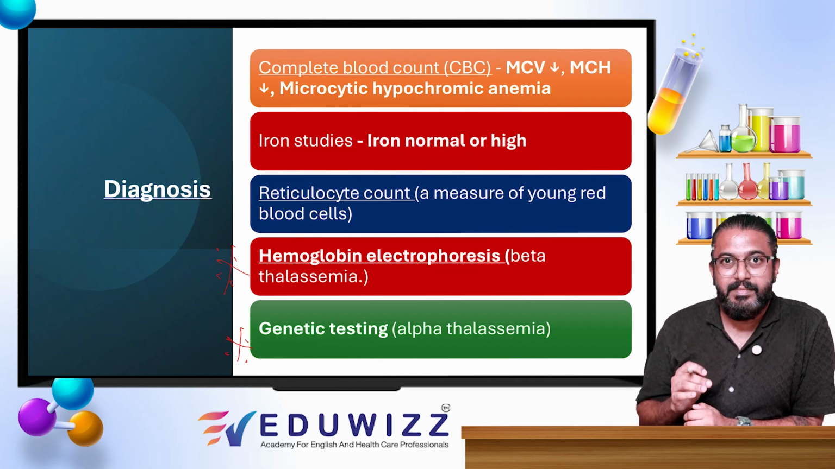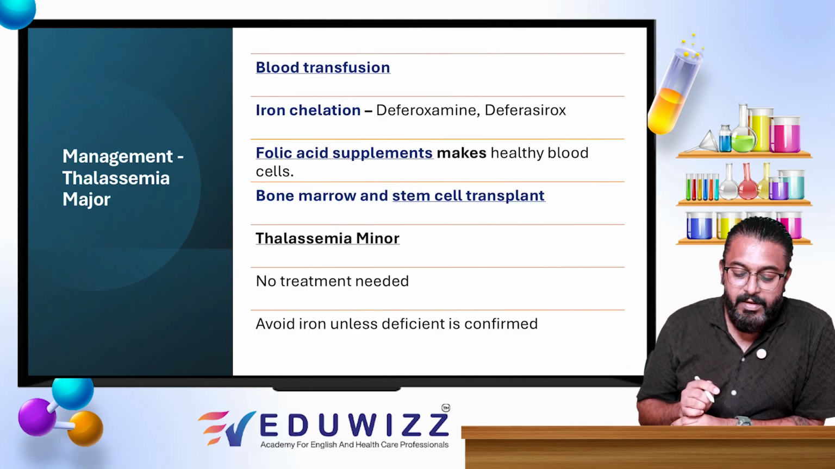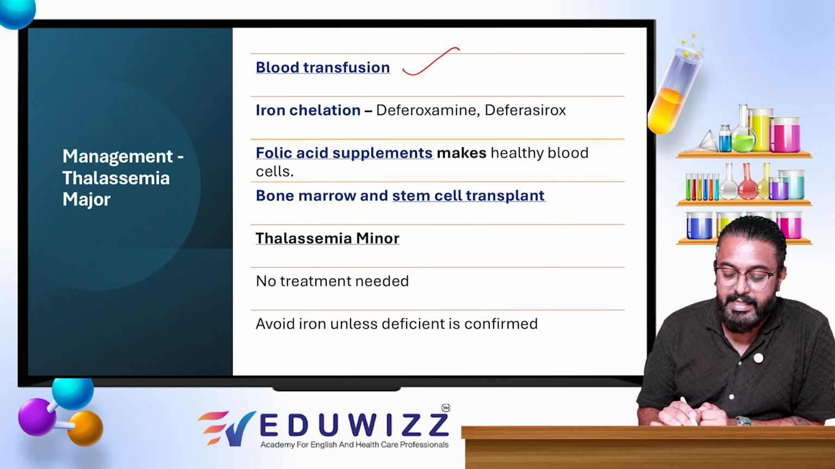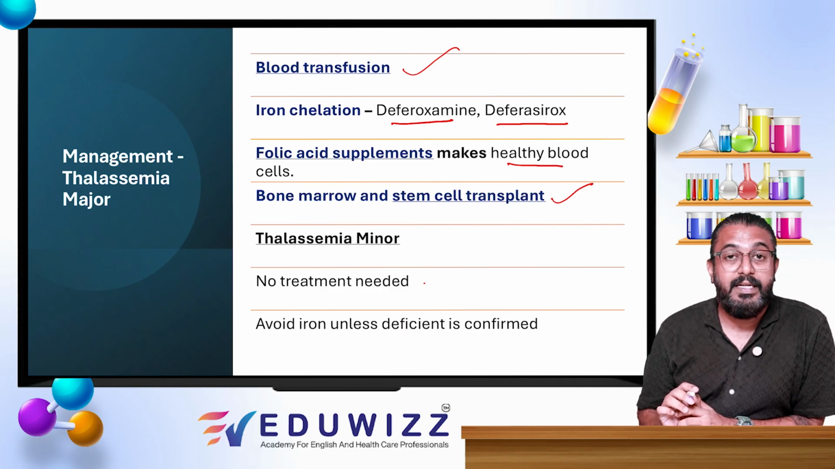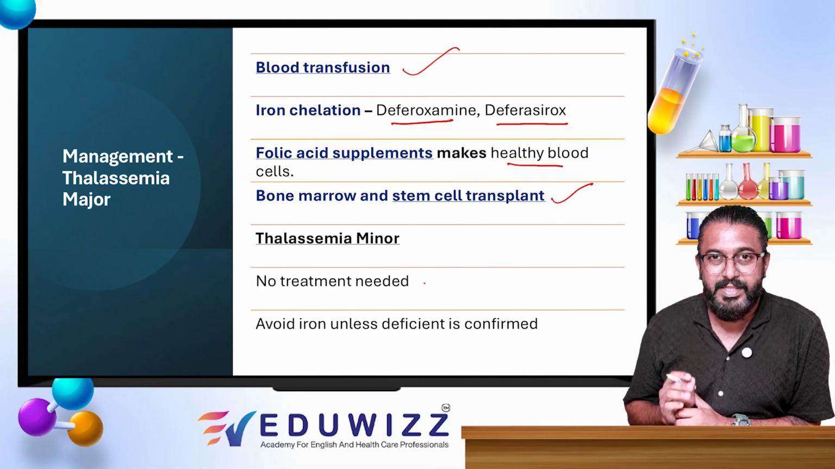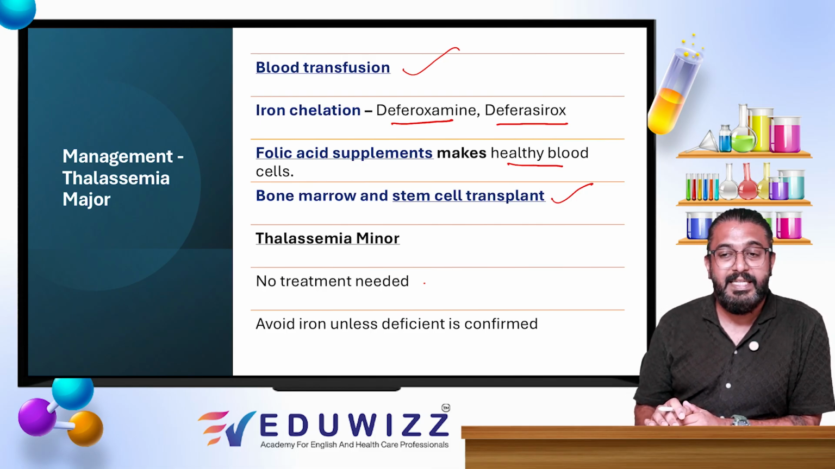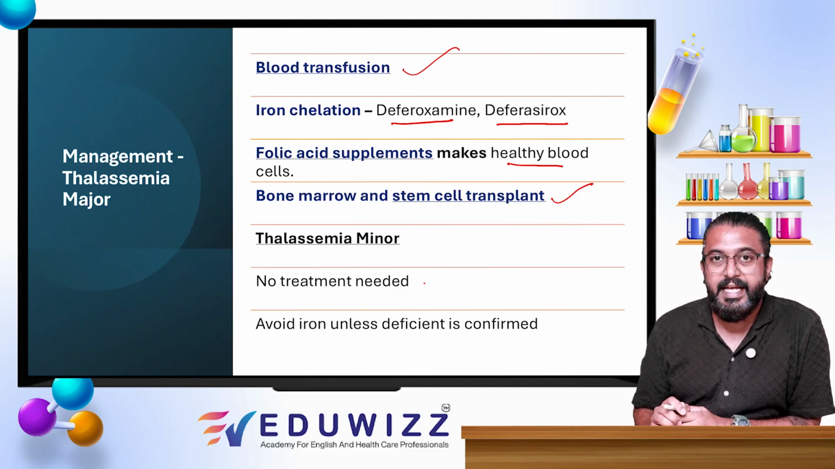Okay, for beta thalassemia minor, no treatment is required. So let's see about the management mainly. First is blood transfusion. Second, iron chelation, the antidote of iron is given, deferoxamine or deferasirox. Folic acid for healthy blood cells, bone marrow and stem cell transplantation. For thalassemia minor, no treatment is needed. Avoid iron unless deficiency is confirmed. Okay, so only if there is deficiency do we have to give iron, otherwise no management is required for thalassemia minor. So these are the management of beta thalassemia major and minor.